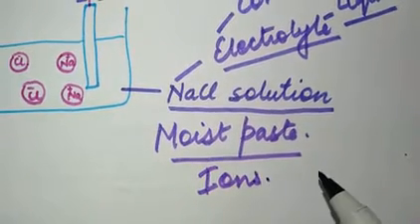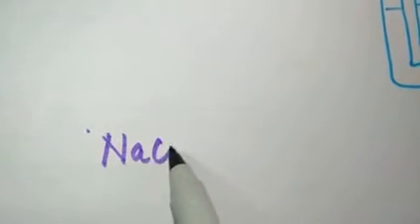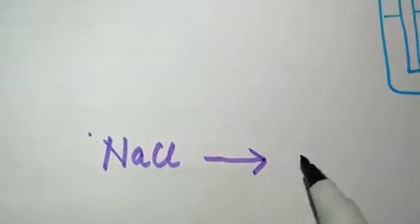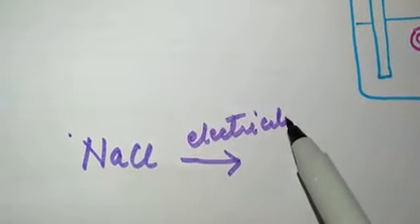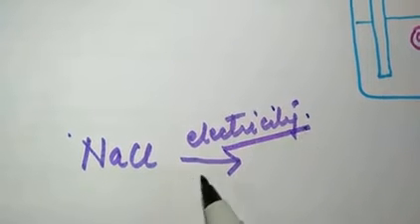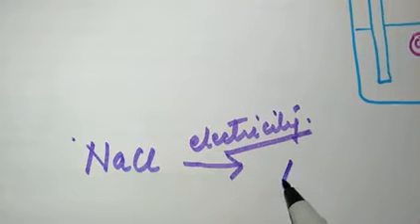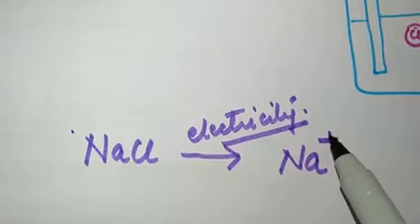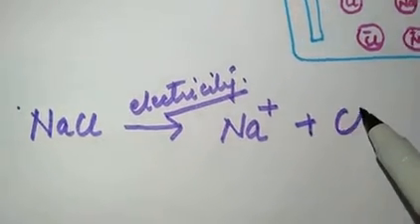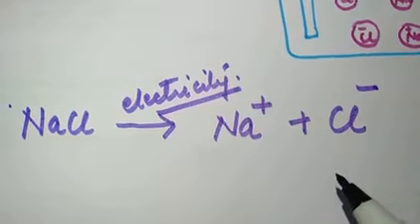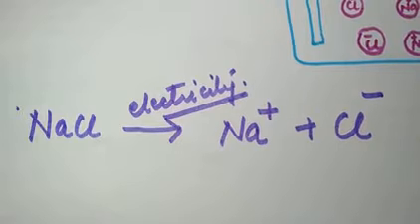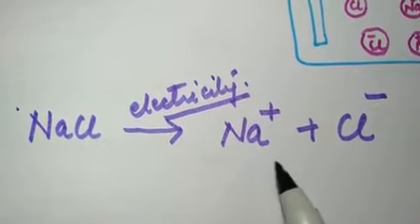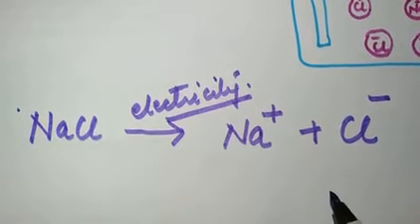Now all of you know how NaCl is going to dissociate into its ions. When we connect it with a battery and pass electricity through it, the NaCl is going to divide into its ions, and we know that it is made up of Na+ and Cl- ions. So when a voltage is applied to a solution of NaCl, it gets divided into its ions, that is Na+ and Cl-.